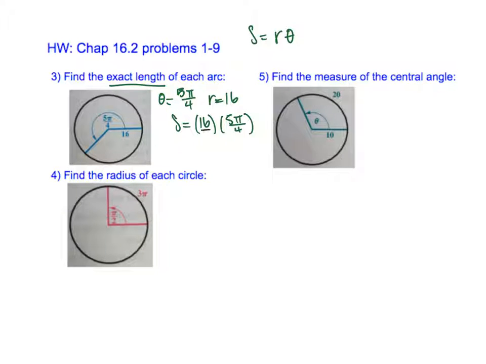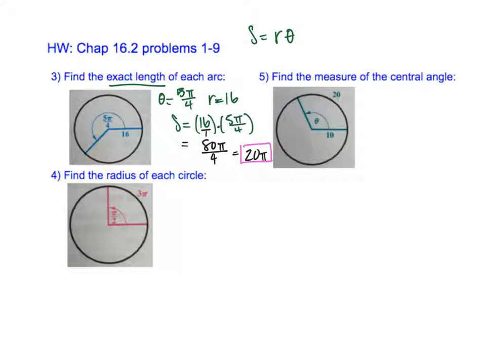To work this out, I could put 16 over 1 to multiply these two. 16 times 5 is 80 pi over 1 times 4, which is 4. If you divide 80 by 4, you get 20 pi. All I did was take 80 divided by 4 and then put the pi next to it, since there's a pi in the numerator. So we get 20 pi for this arc length.